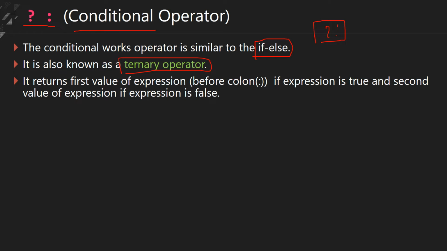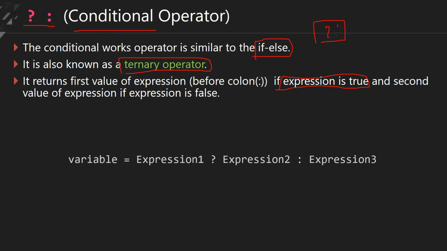It is going to evaluate the first expression before the colon. If the expression is true, the second value is returned, and if the expression is false, the third value is returned. That means if the expression is true, the first value will be executed and returned. If it is false, the second value will be returned. So look at this: when this expression is true, this will be returned, and if it is false, this will be returned.